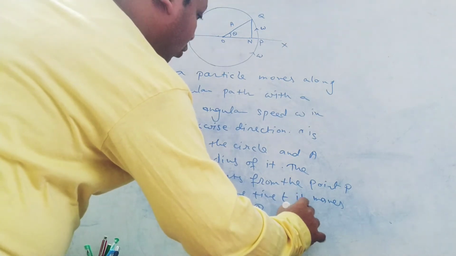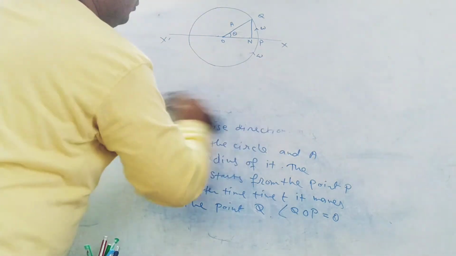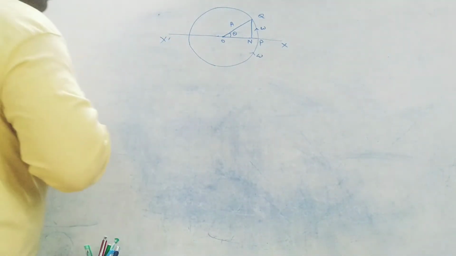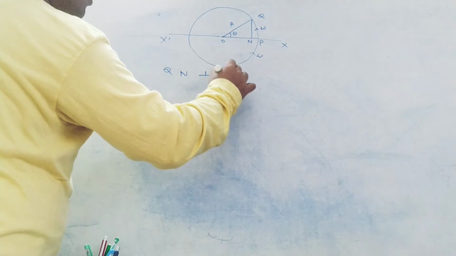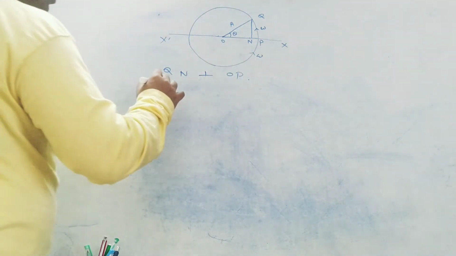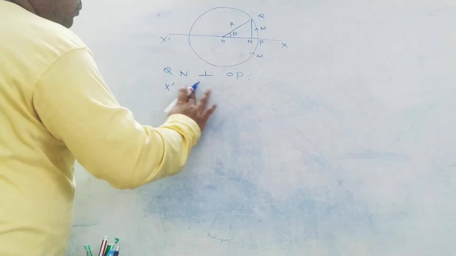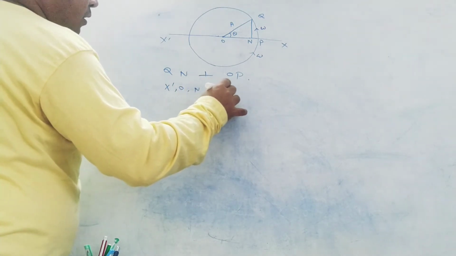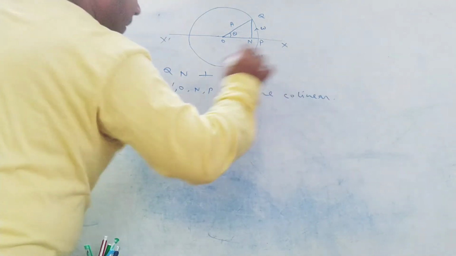Angle QOP is equal to theta. QN is normal to OP. X prime, O, N, P and X are collinear.